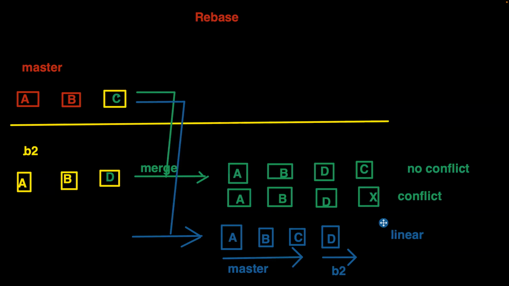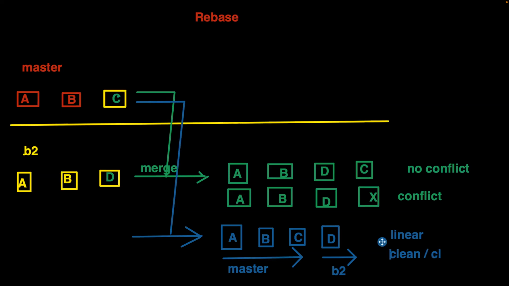Linear means one after the other, line by line. Like first the master branch is developed, then the child branch is developed. If you want to see that kind of log history in a linear fashion, this is how you do it. Or else, if you want to see the parallel history, it's a merge.